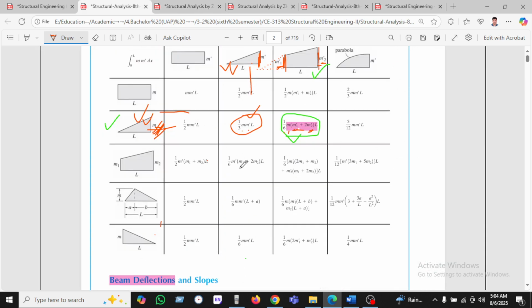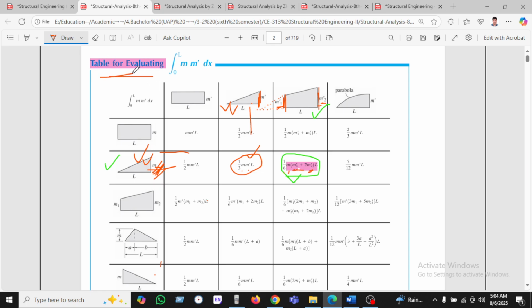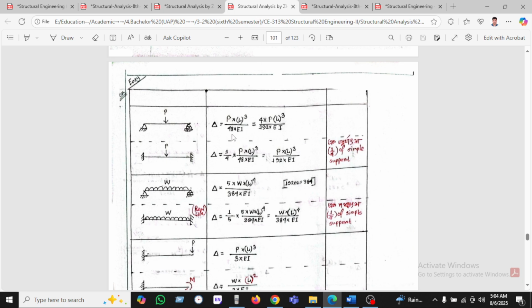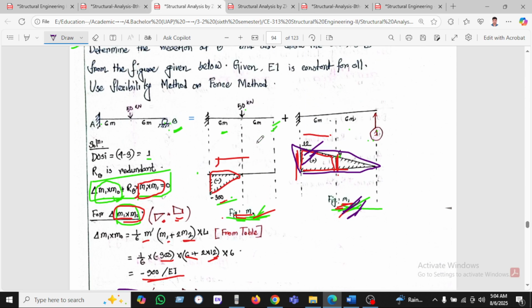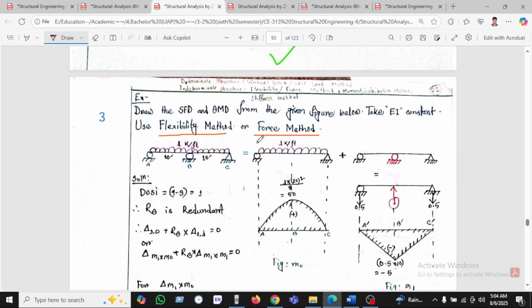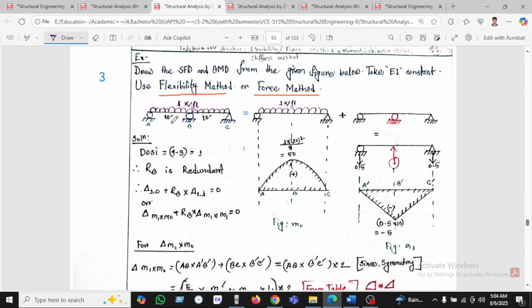This is taken from the table, but in the first math we saw the deflection formula, then we saw the table formula. Now we can see another one, number 3. Here, draw the shear force and bending moment diagram with the given equation, and EI is constant. Use the flexibility or force method. The equilibrium formula is 3 minus 4 into 1, so we have redundant RB.